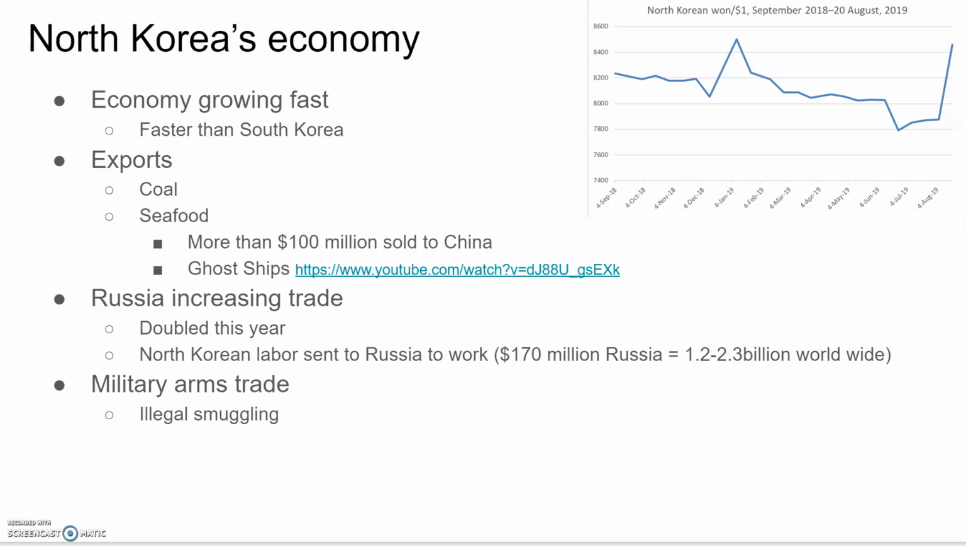Also, North Korea has a huge and robust military arms trade. They are illegally smuggling weapons constantly all over the planet. Just a couple years ago, there was an entire ship full of RPGs sent to Egypt to be sold illegally.